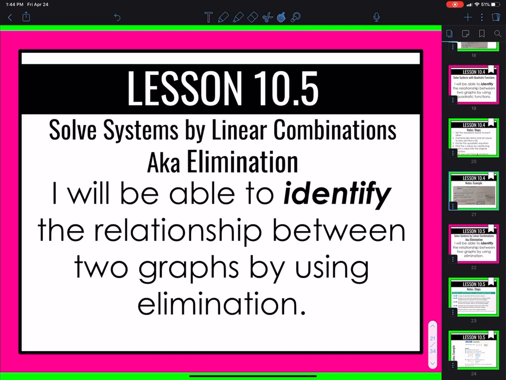In lesson 10.5, we are going to solve systems of linear equations, also known as elimination. Your objective is: I will be able to identify the relationship between two graphs by using elimination.